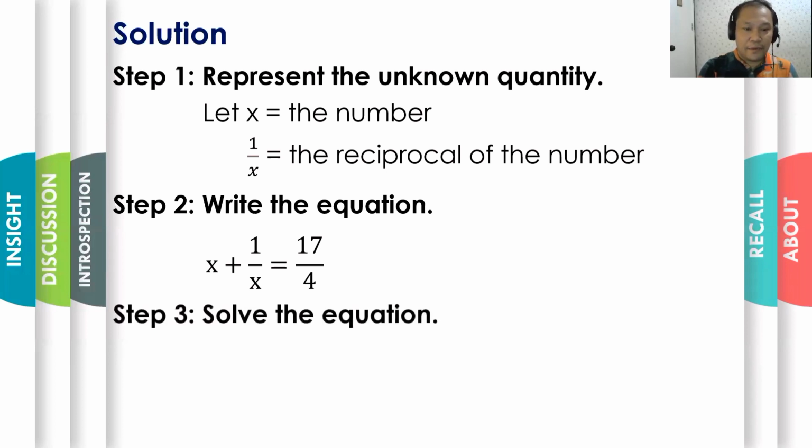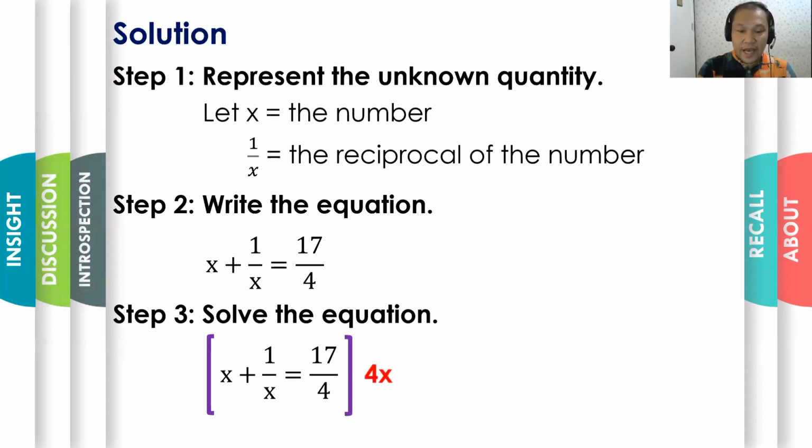Then step number three is to solve the equation. Now, we have x plus 1/x is equal to 17/4. Applying the concept of rational equations, we are going to get the LCD for the given equation, and that is 4x. After knowing the LCD, the LCD will be divided by each denominator of our equation. Then whatever the result, you multiply it to the numerator. Thus, we have 4x squared plus 4 is equal to 17x.